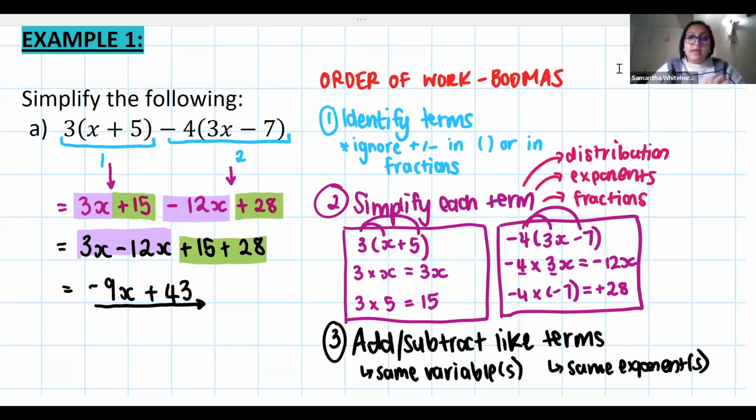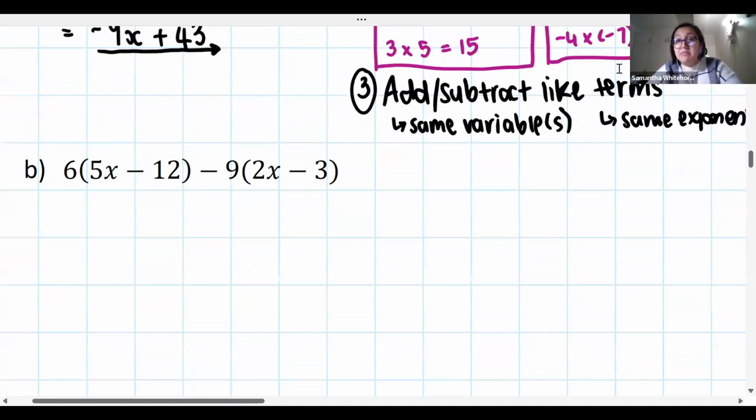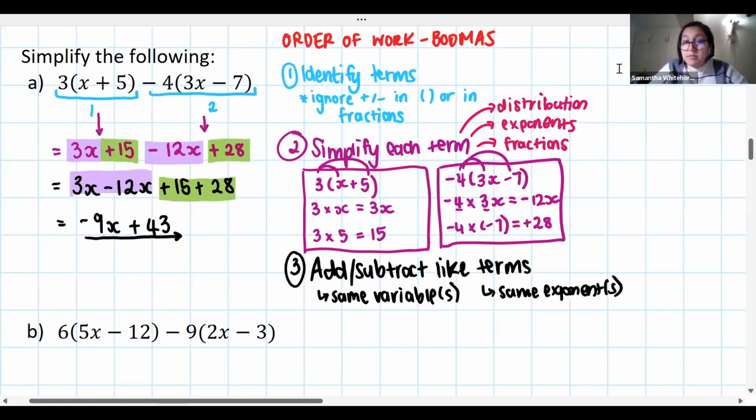Alrighty. Let's have a look at another one. So I want you guys to try question B for me. It's basically the same thing as what we just did in A. So actually what I'll do is I will leave A up, so you've still got the steps. It's pretty much the same thing. Put your answers in the chat. Once we've got some answers, we'll go through it, but give it a try. Remember those 3 steps. You are simplifying. So 3 steps again: identify your terms, simplify each term, and then you can add or subtract your like terms.